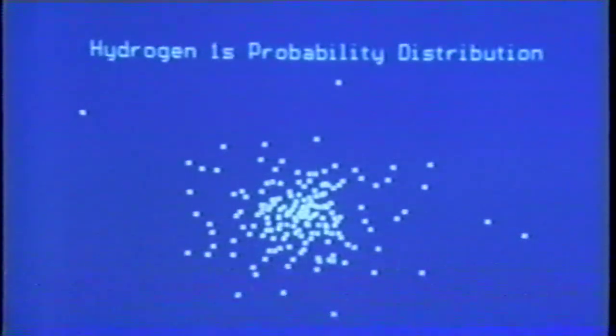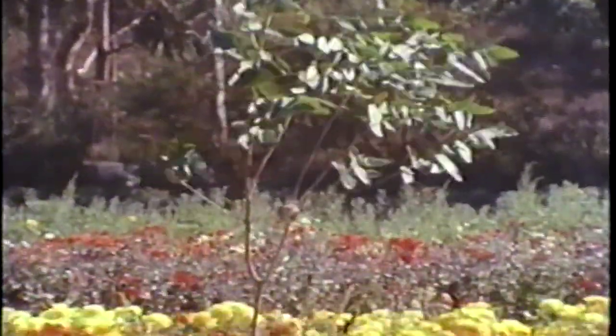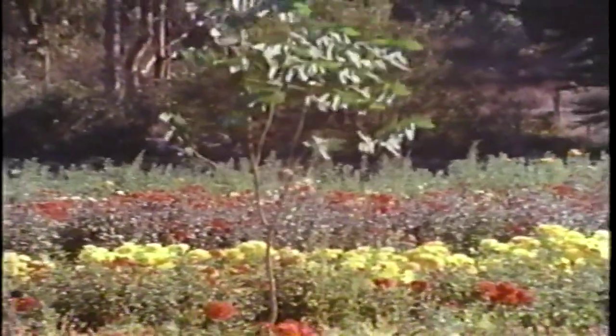What does this plot tell us about the location of the electron? To answer this question, another analogy may be useful. The movements of a hummingbird around its nest. We use the hummingbird to represent the electron. The nest represents the nucleus. The nest is located in this small tree in a field of flowers.